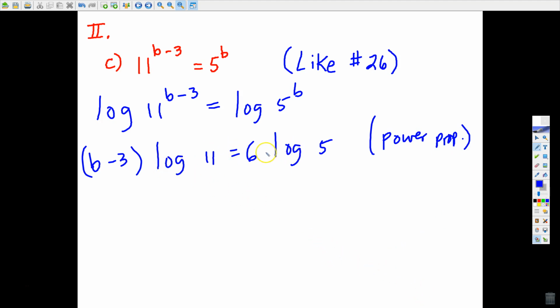Whenever you've got the, that's not a 6, that's a b. Sorry, I can't read my own writing. Whenever you have the variable on both sides like this, we already discovered because the exponents contain b's, I'm going to have to do the distributive property. I didn't have to do that before, but just think of distributing log 11 to both of these. Okay, log 11 times b is just b log 11. Literally means b times log 11. And then do the same thing with negative 3. That's negative 3 times log 11.